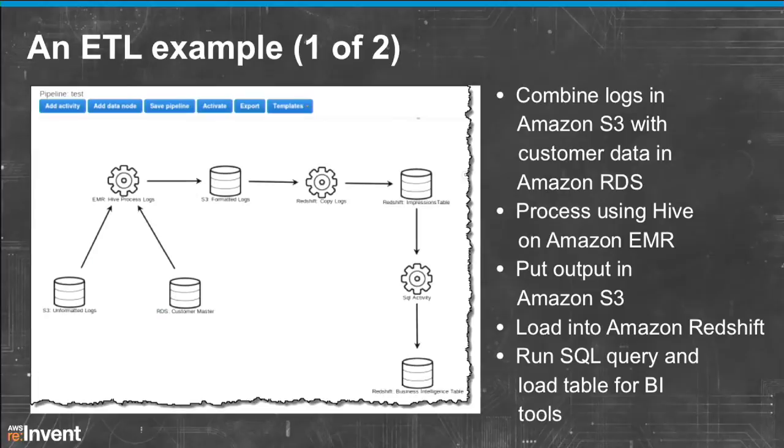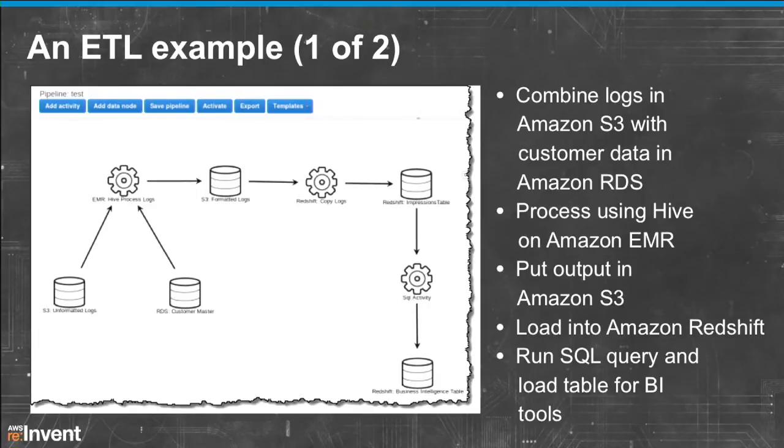So let's just, I have 2 more slides. I just want to quickly walk through an ETL example. So in this example, what we're trying to do is bring together log data in S3 with customer data in RDS. We want to process that in Hive and load it into Redshift so that analysts could use a tool like MicroStrategy or Tableau to query against it. And I apologize that the icons are a little bit small, so it may be difficult to read this.